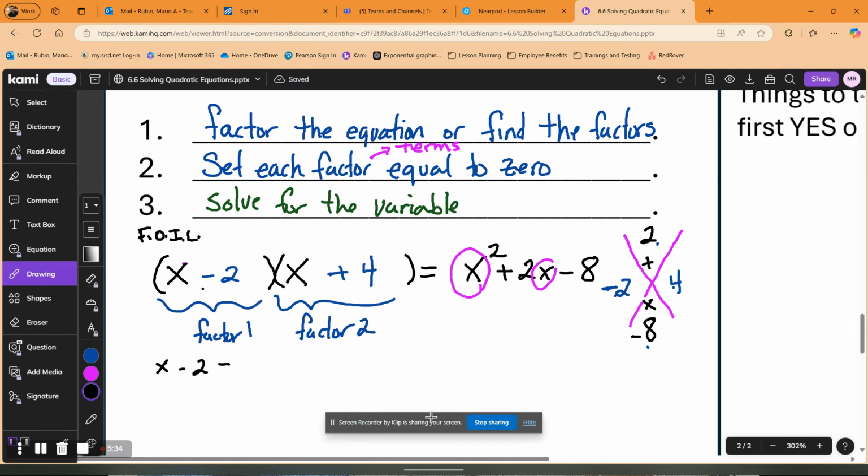X minus 2 equals 0. X plus 4 equals 0. Then I'm going to solve for x as my last step, number 3. I've got a negative 2, so I add 2 to both sides. Those cancel. I'm left with x equals positive 2. That's one answer.